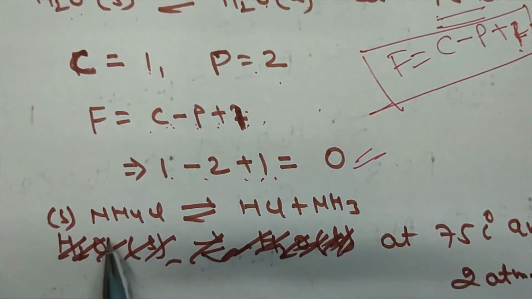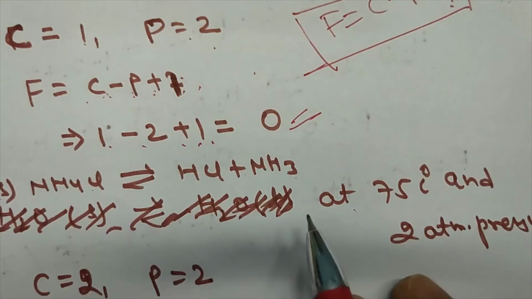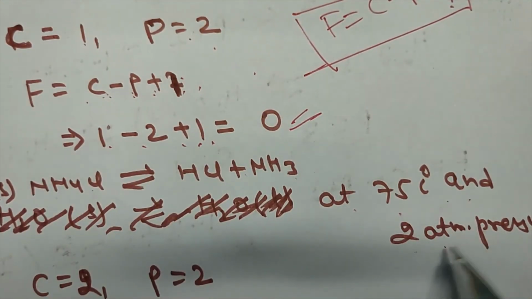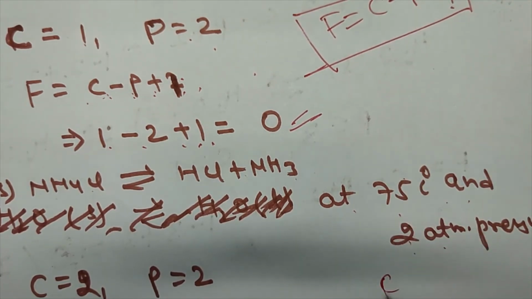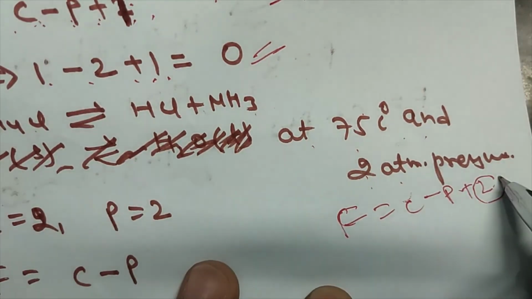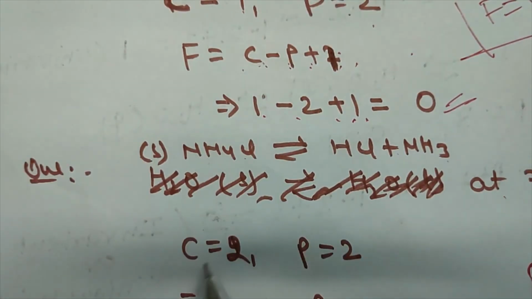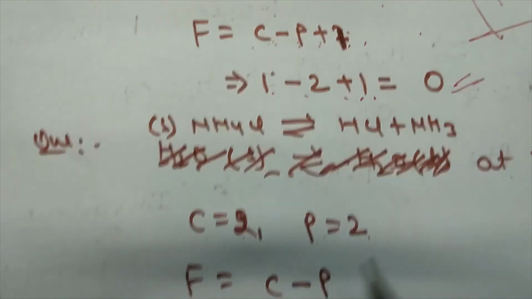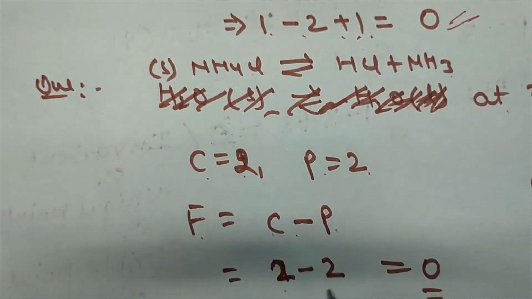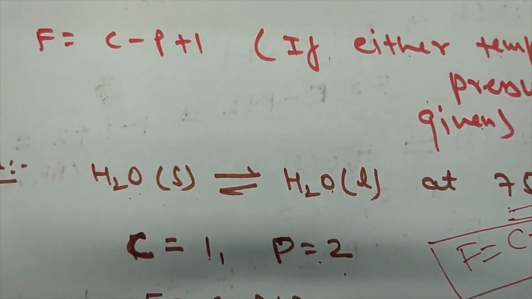Okay, now the last example is NH4Cl going to HCl plus NH3 at 75 degrees and 2 atmospheric pressure. It means both things are given to you. Then F is equal to C minus P plus 2, because both temperature and pressure are given. Then don't consider this one, you will calculate the degree of freedom by this formula only. Then C is equal to 2, P is equal to 2, F is equal to C minus P, 2 minus 2 is 0.